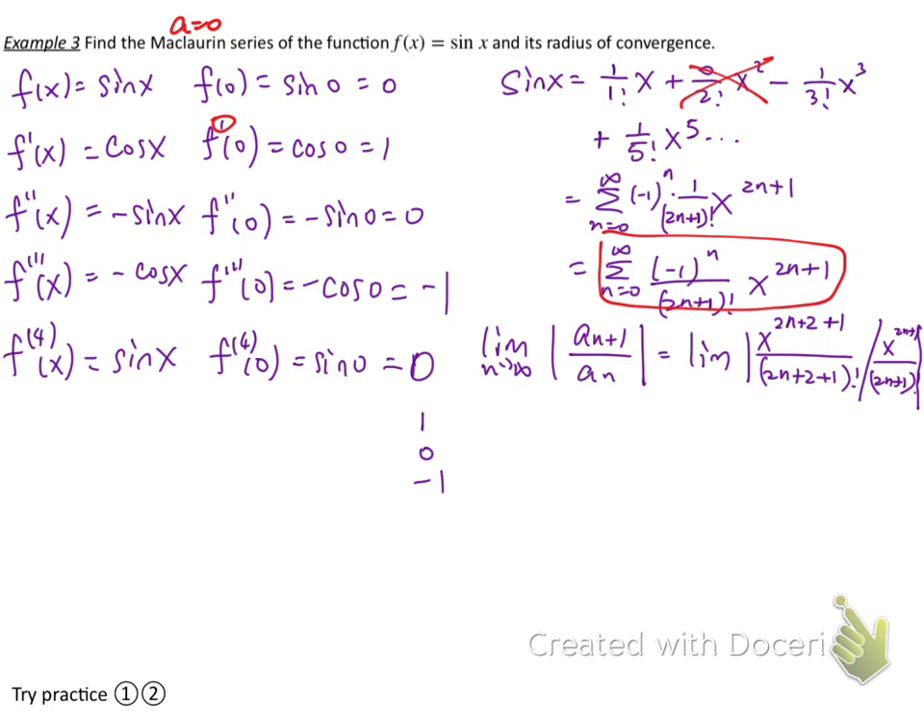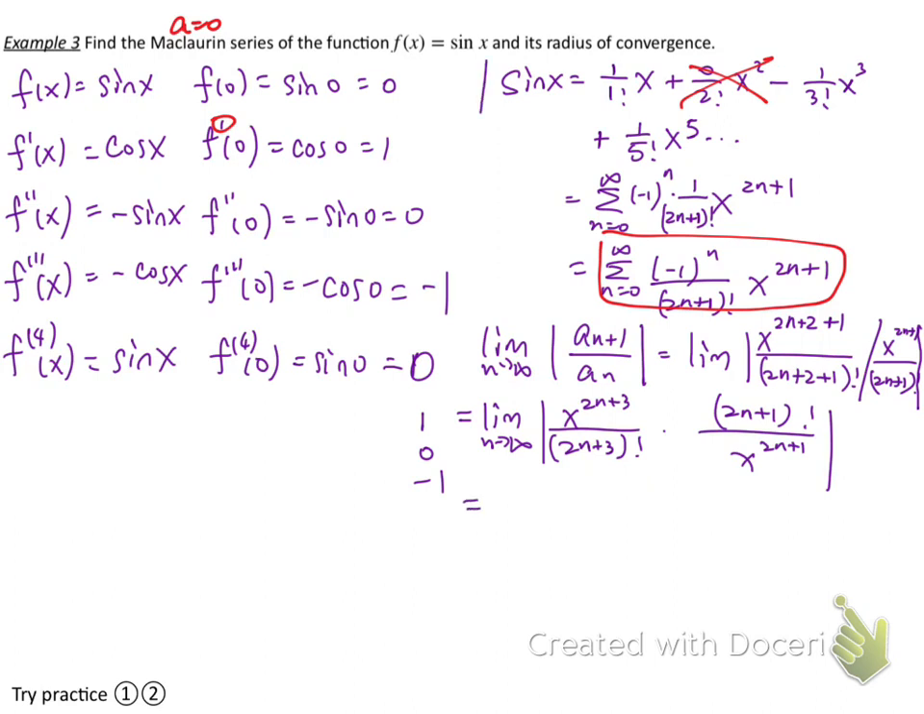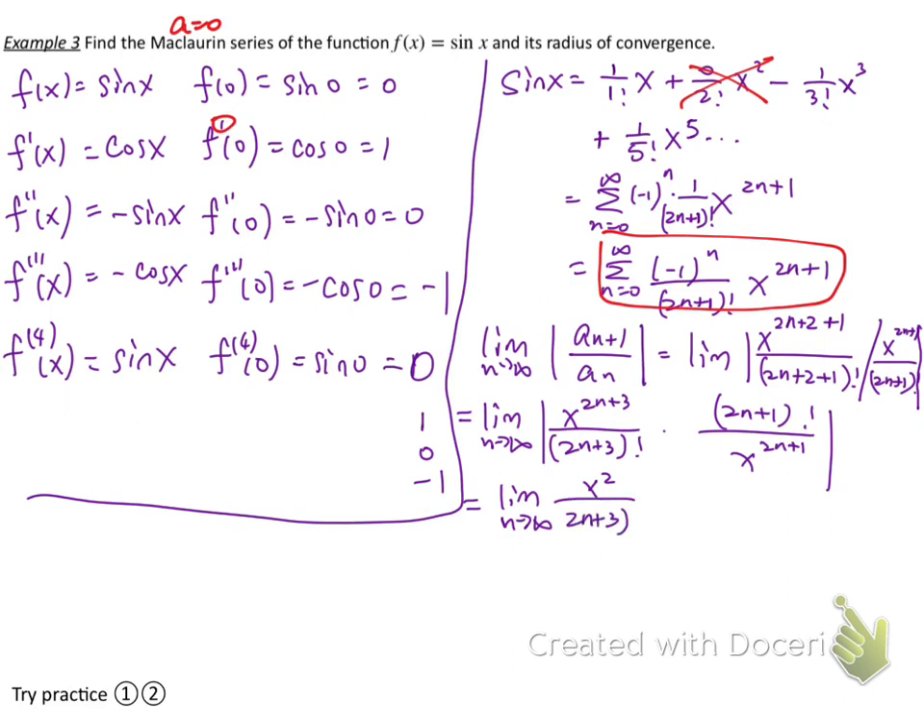Sorry, that's a mess. So this will be the limit as n approaches infinity. I'll write the flip version: x^(2n+3) over (2n+3)! times (2n+1)! over x^(2n+1). Same thing, the factorials cancel each other and the powers cancel each other. So I have x squared on top and I have 2n plus 3 and 2n plus 2 on the denominator. Then x doesn't really matter.